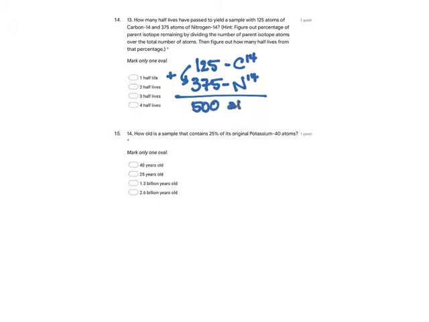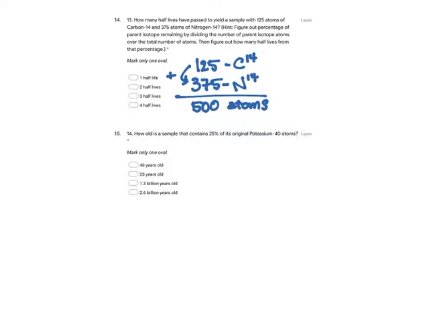So we have 125 of the carbon-14 and 375 of the nitrogen-14. So we know that carbon-14 decays into nitrogen-14. So let's add these up and figure out how many total atoms we're dealing with. Let's add 125 plus 375. So this means in total we're dealing with 500 atoms.